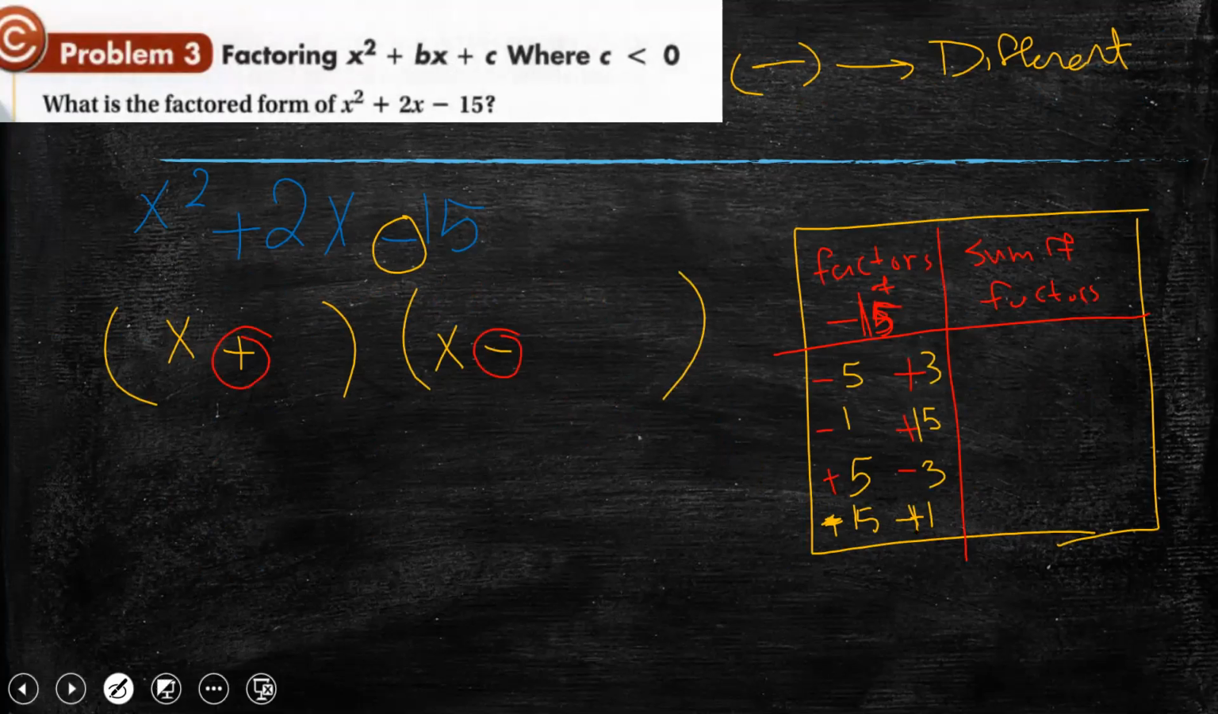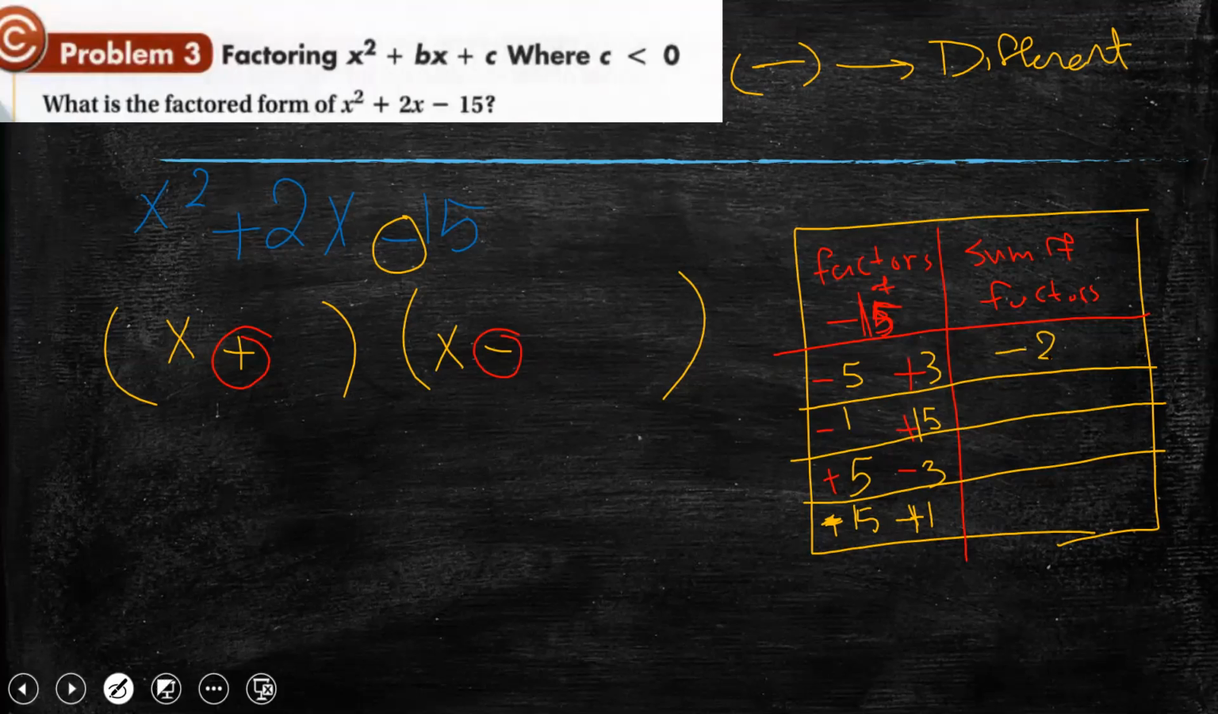Now, let's add all the factors and find the summation of the factors. Negative 5 plus 3 is negative 2. Negative 1 plus 15 equals positive 14. Positive 5 minus 3 is positive 2. Negative 15 plus 1 is negative 14. Now, which of these factors have a summation of positive 2?